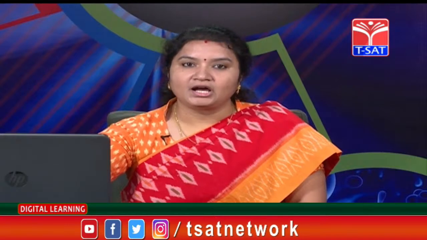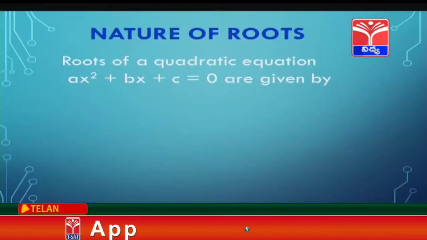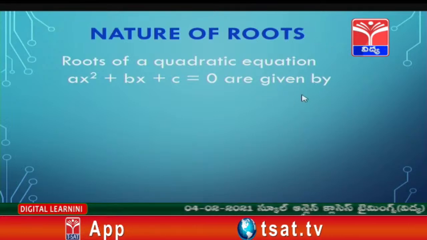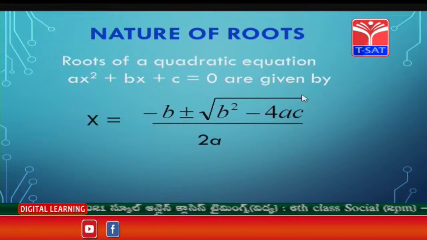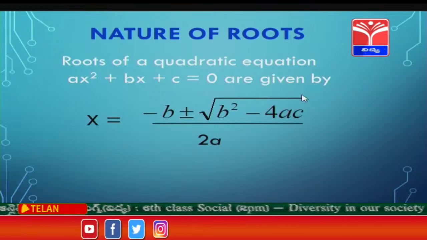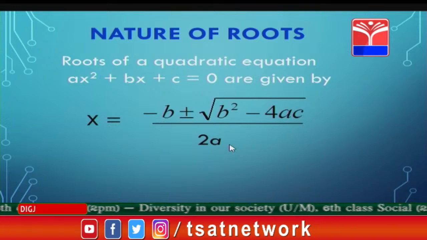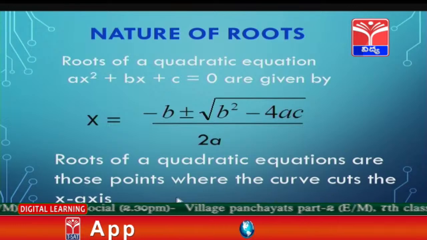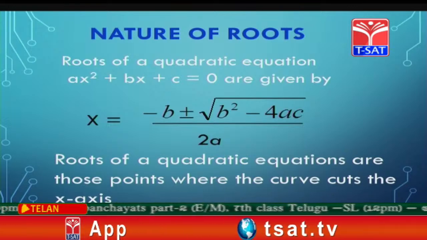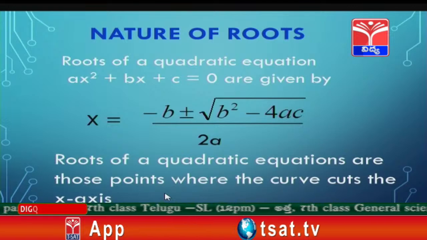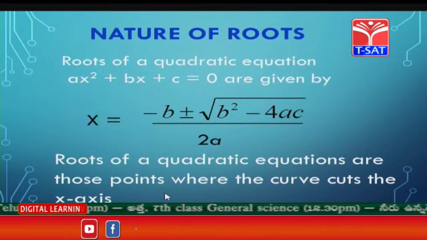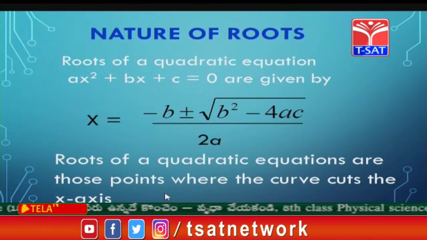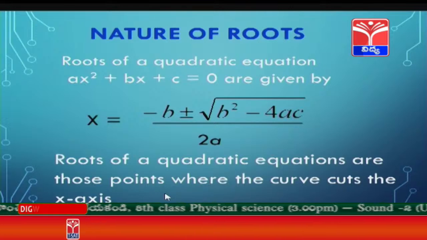Now, let us learn how to find the nature of roots. Roots of a quadratic equation ax square plus bx plus c are given by x is equal to minus b plus or minus under root b square minus 4ac by 2a. This is what you have just learnt as quadratic formula. But we can say that roots of a quadratic equation are those points where the curve cuts the x axis. So, when we are representing the solution graphically, we observe the points which meet the x axis will only be called as roots of the quadratic equation. Now, let us see the cases related to it.